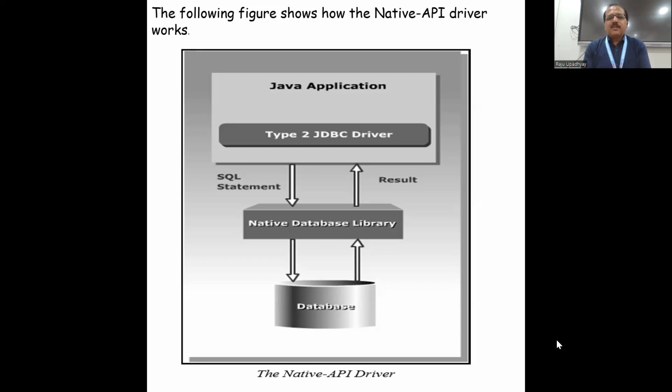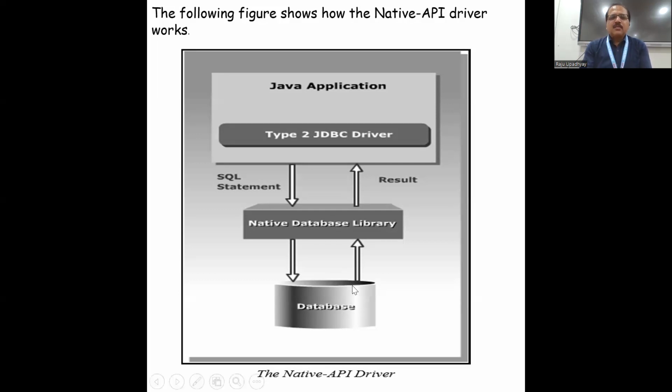As in the picture I have shared on your screen, you can see your Java application interacts with the type 2 driver, which is called the JDBC driver. It interacts with the native database library, and the native database library converts the user request into the form the database can understand. The converted request is sent to the database for processing.